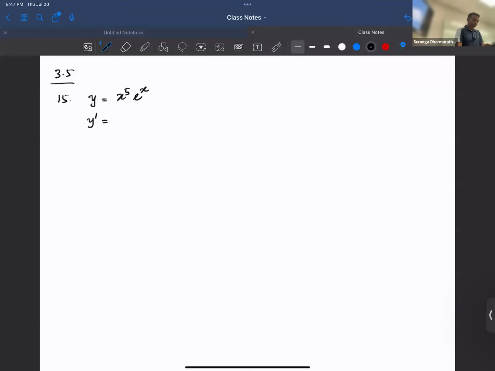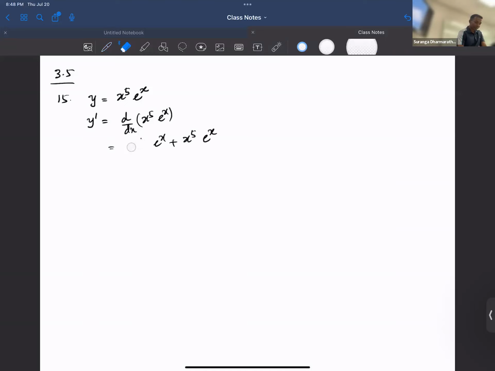Okay, so we're going to work on this one. So f prime, this is the product rule, right? You can put the product rule. d over dx of x to the power 5 e to the power x. First derivative: 5x^4 e^x plus x^5 e^x. Does that make sense?